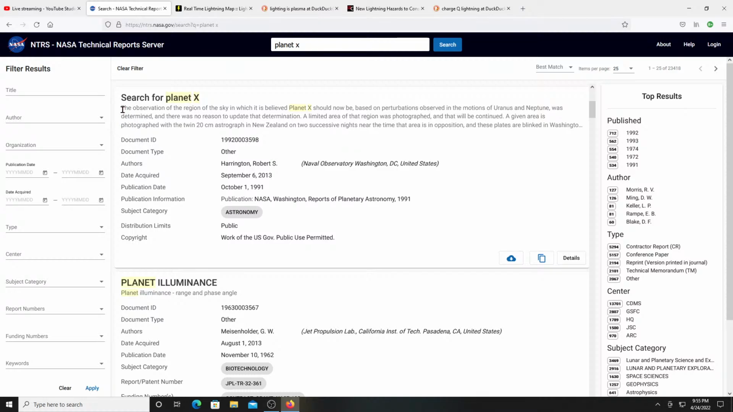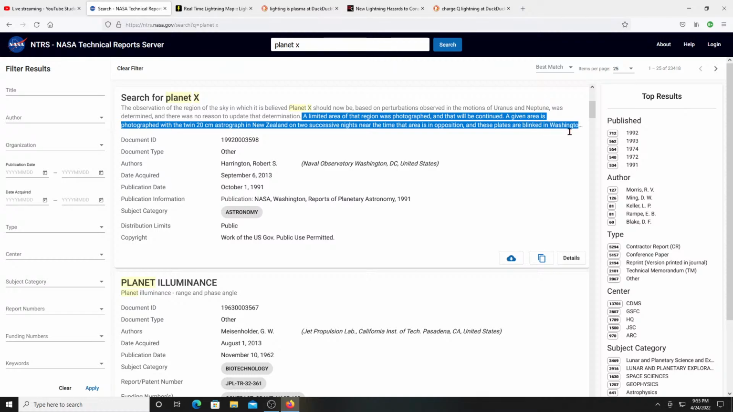The observation of the region of the sky in which Planet X is believed to be, based on the perturbations observed in the motions of Uranus and Neptune, was determined, and there was no reason to update that determination. They didn't want to update it. A limited area of that region was photographed, and that will be continued. A given area was photographed with the twin 20-centimeter astrograph in New Zealand on 2 successive nights near that time, that area in opposition, and these plates blinked in Washington. Washington what?